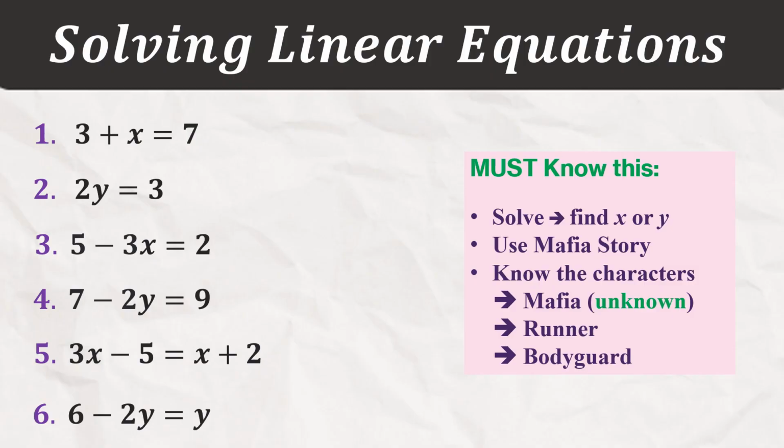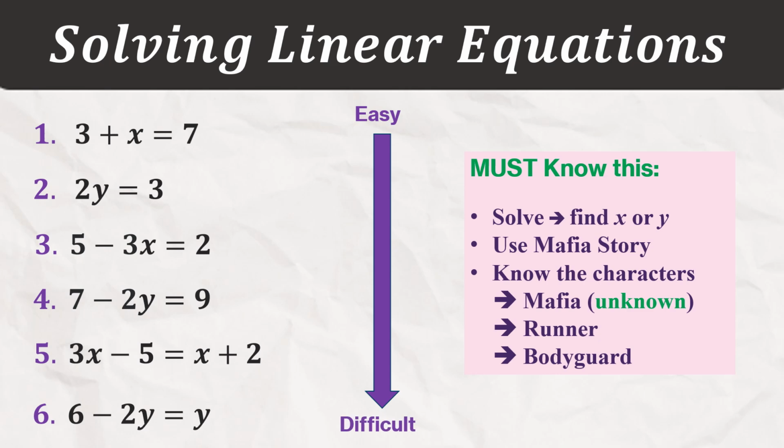Here are the 6 basic questions we are going to solve together. In this video, I will break down each linear equation using a Mafia story, where numbers take on the roles of the runners and the bodyguards. You will also learn how to identify the runner, spot the bodyguard, and then solve the equations step by step using the Mafia style. The 6 questions are arranged from easy to difficult. Basic solving equations simply means we want to find the value of x and also the value of y.